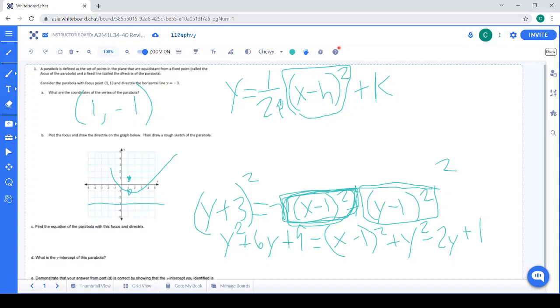Now, if I move this to the other side, I get rid of my y squares. Those are going to cancel. So I'm going to subtract y squared from one side. Now, if I add this to the other side, I'm going to get 8y.